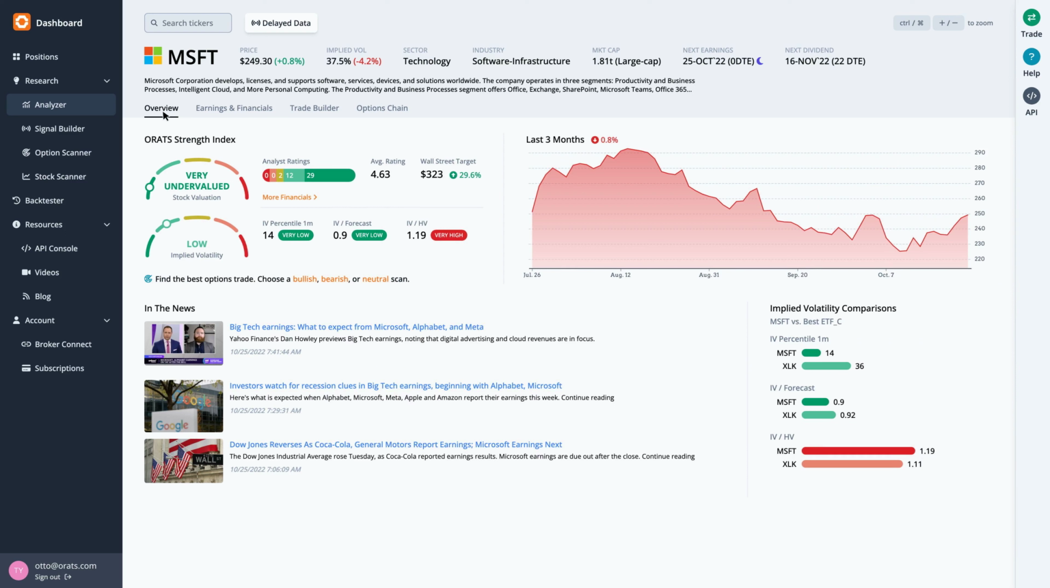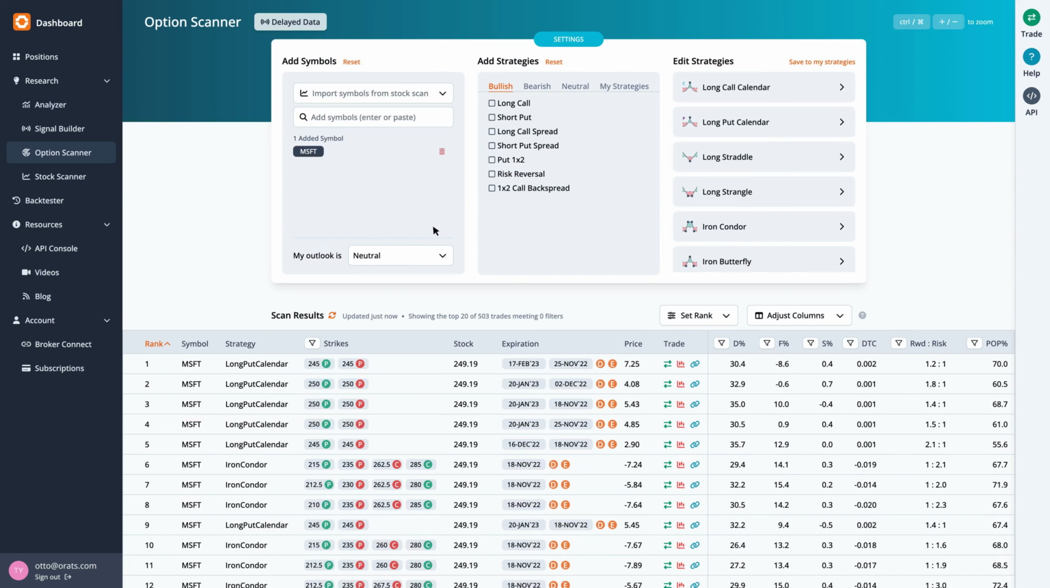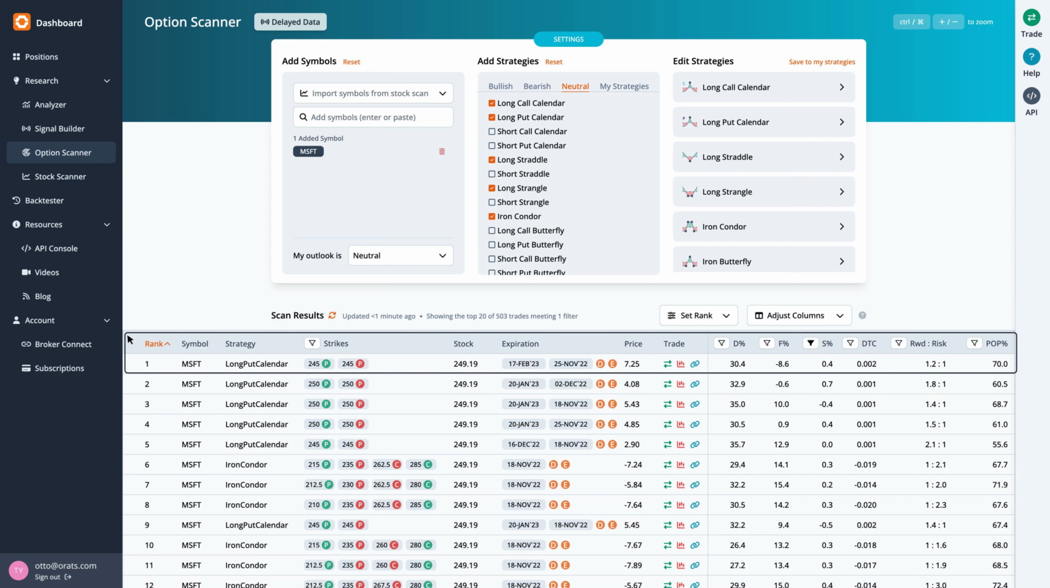Since earnings are right around the corner, we scan for neutral strategies, then filter the scan results by S%, or smoothed edge, by setting it between negative and positive 3%. This helps narrow the results to trades that are fairly priced. The highest ranked trade is a long put calendar with strikes at 245, expiring on Friday, February 17th and Friday, November 25th, for a debit of $7.25.